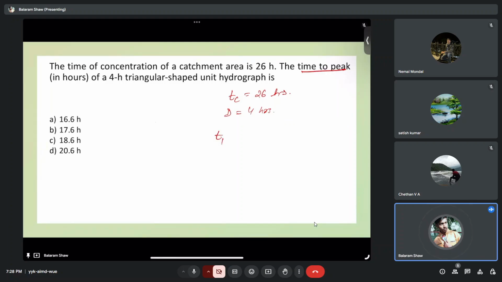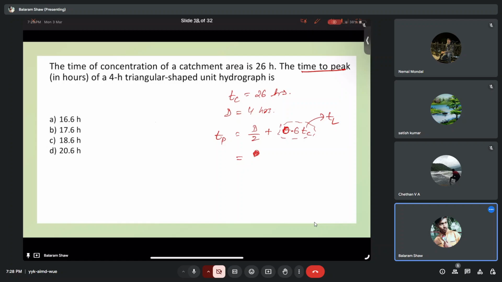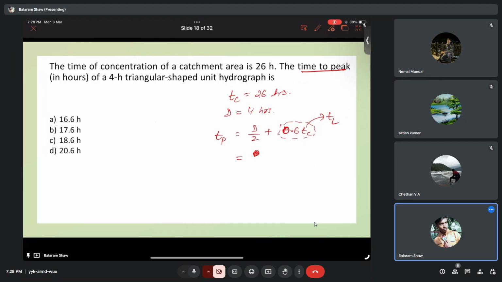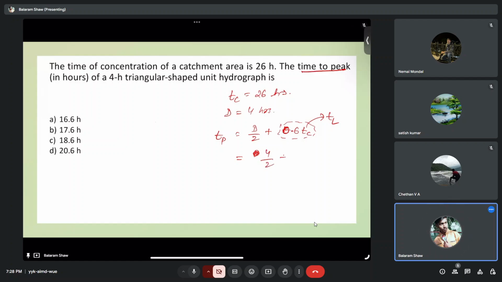So we have the formula, that is Tp is equal to D by 2 plus 0.6 into Tc. Well, this we know is the time lag, right? That is TL. So D is 4 by 2 plus 0.6 into Tc, how much was it? 26, right? So it will be 17.6 hours, right? So the correct answer will be B. Any questions in this? Correct answer will be B, right?